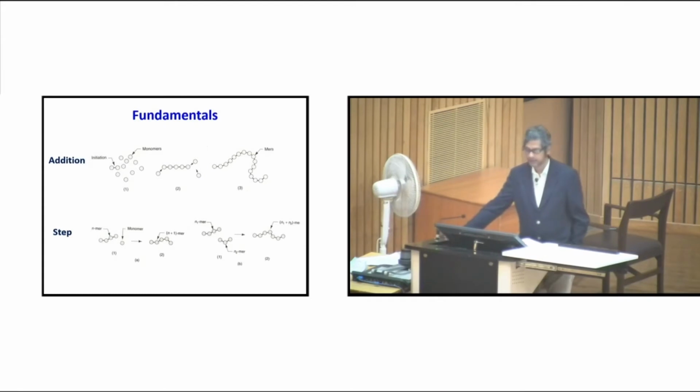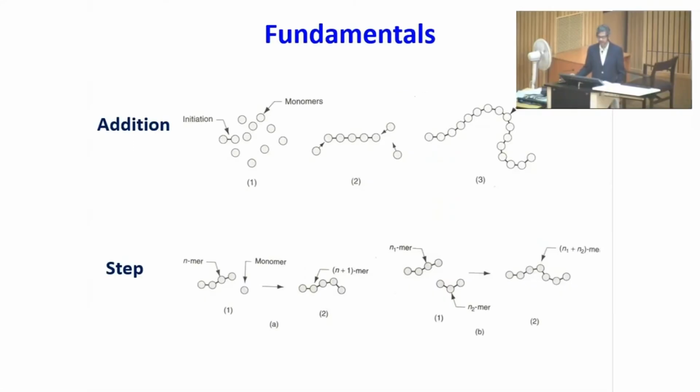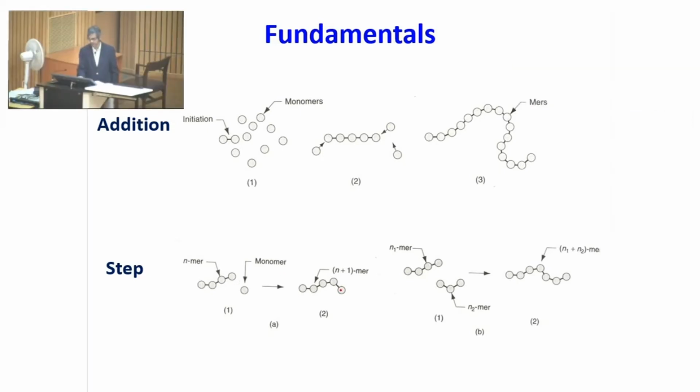Now addition polymerization is like this. You can have monomers, then monomers will join to form dimers, dimers will then join and form polymers. Okay. Step polymerization is like that. Once you have an N-mer, you can add a monomer, then you can produce an N plus 1 mer. An N1-mer can be added to an N2-mer, and then you can join these two. It's called step polymerization. That means different types of monomers can be joined to produce a polymer. That is what happens in step polymerization, as you can clearly see.